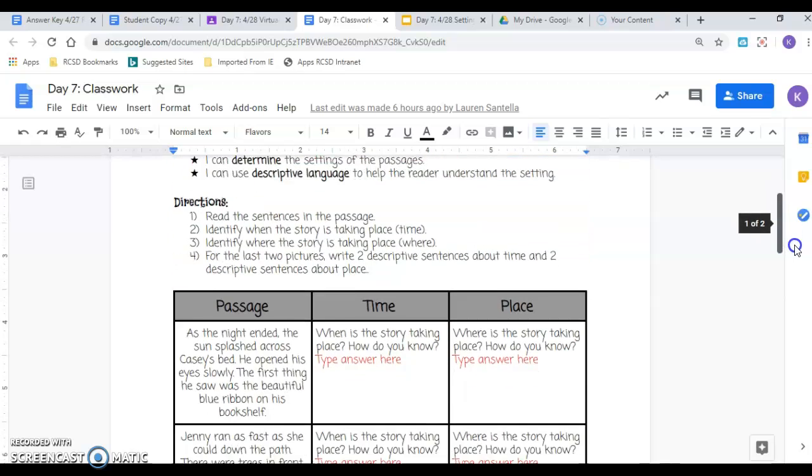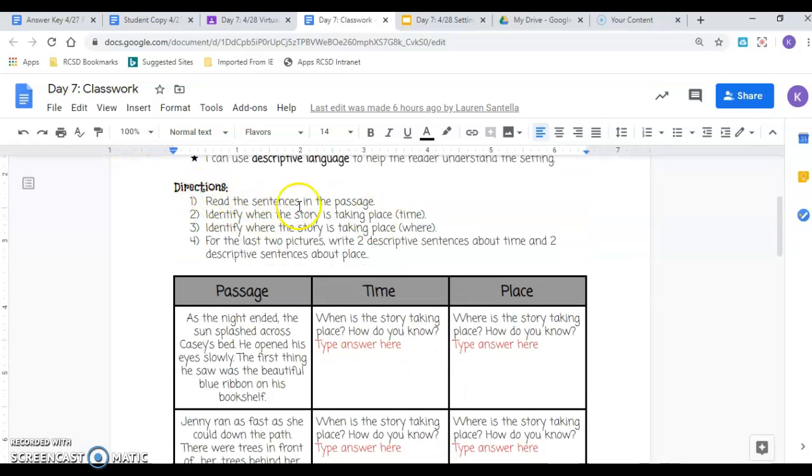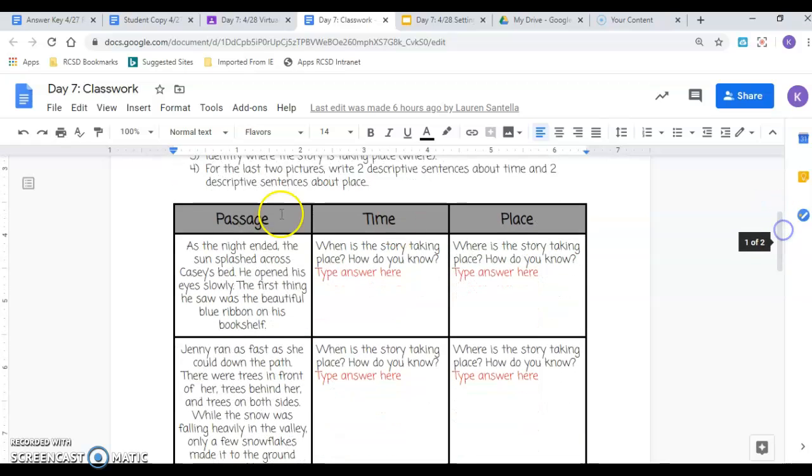I can use descriptive language to help the reader understand the setting. Here we go. Directions. 1. Read the sentence in the passage. 2. Identify when the story is taking place, the time. 3. Identify where the story is taking place. Where. 4. For the last 2 pictures, write 2 descriptive sentences about the time and 2 descriptive sentences about the place. Okay, so here's the passage.